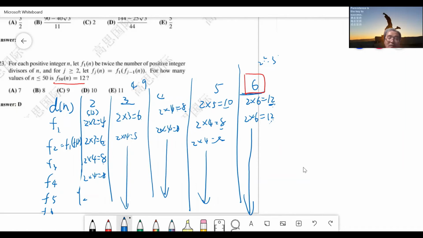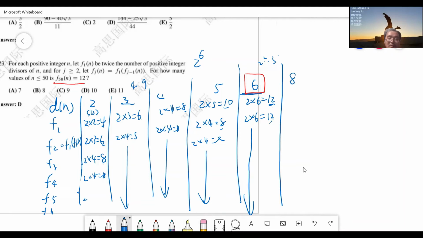So let's see what about 7 factors. 7 factors, but up to 50, the smallest number with 7 factors must be 2 to the power 6. So actually this is equal to 64. So it exceeds the limit. So we are not going to consider this case.